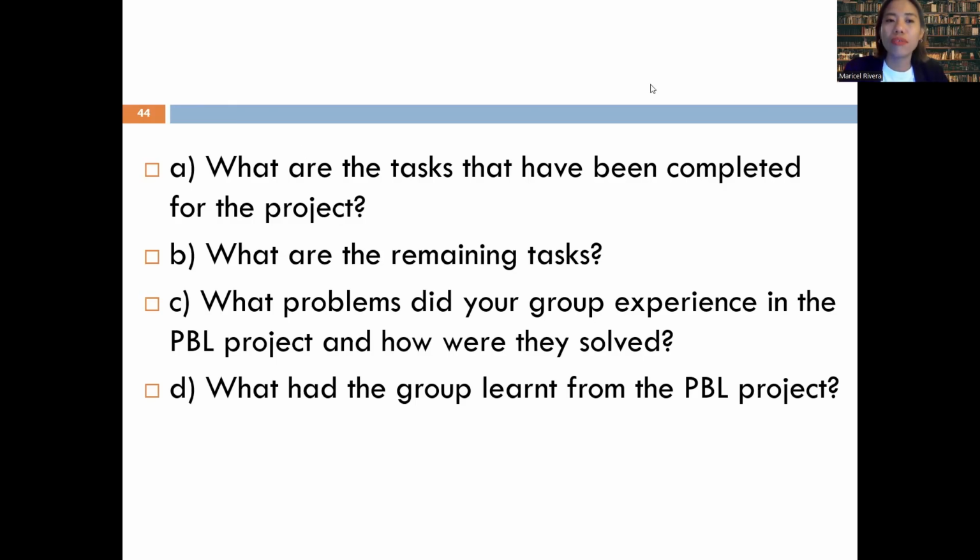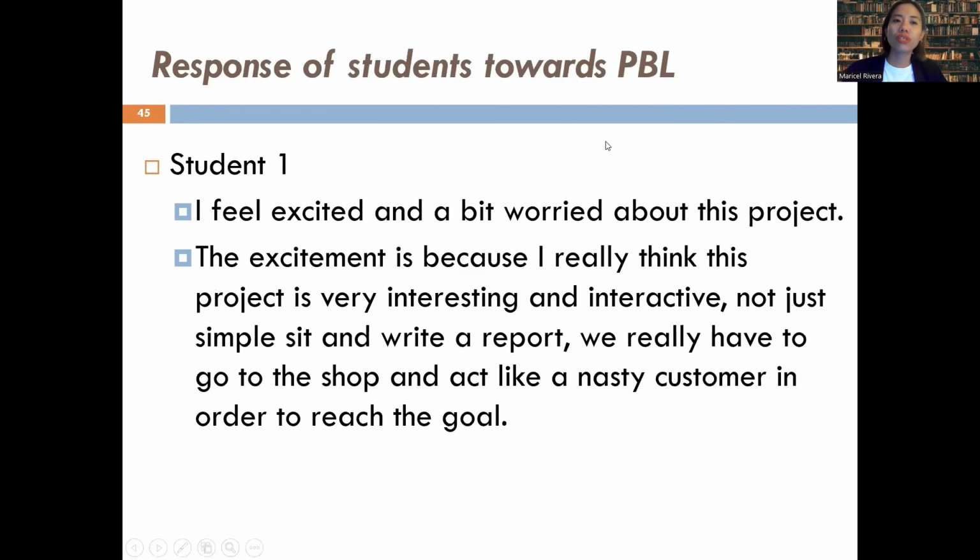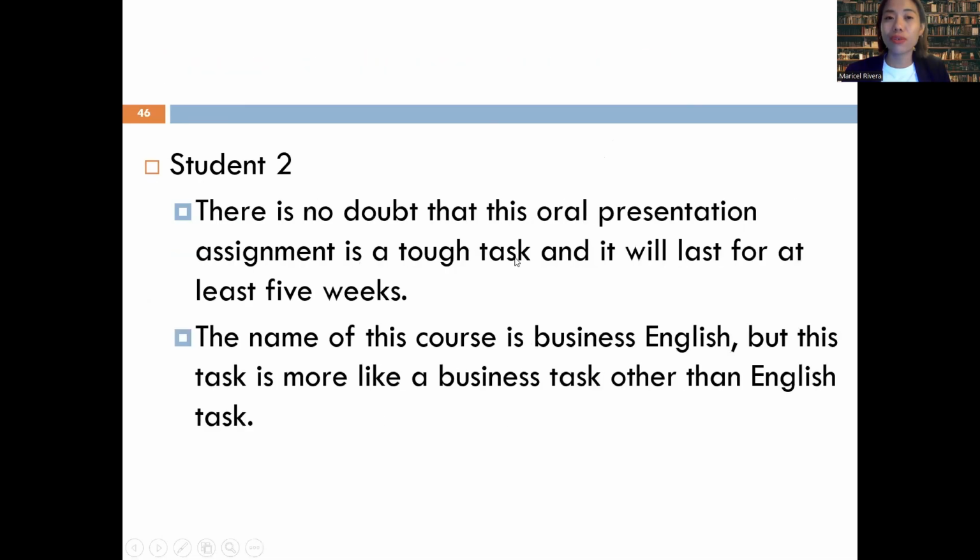So we have here some responses of students towards PBL. We have student 1. When he did a PBL, he felt excited and a bit worried about this project. The excitement is because he really thinks this project is very interesting and interactive. Not just simply sit and write a report. We really have to go to the shop and act like a nasty customer in order to reach the goal.